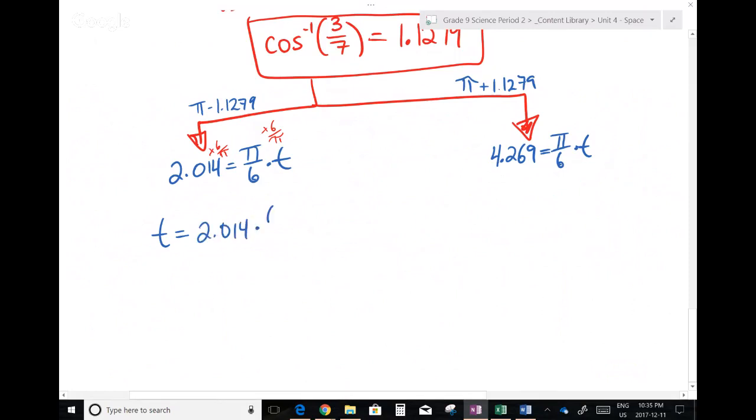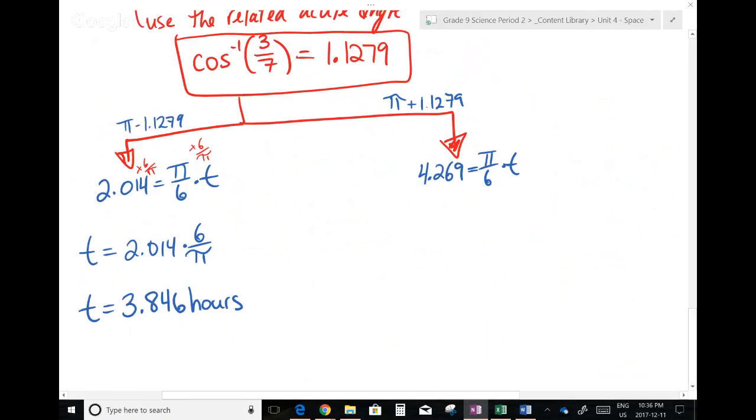2.014 times 6 over pi. And we can just do that really quickly over here. 2.014 times 6 divided by pi. And we get 3.846. Is this hours? I believe this is hours, yeah.